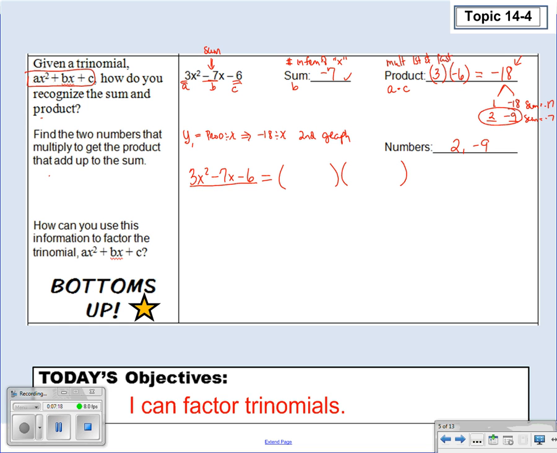The way we're going to multiply is we're going to use this method I like to call bottoms up. Okay, so we're going to take the two numbers that we have and put them in the bottom of a fraction. So these two numbers, they go in the bottom of the fraction. Next, we're going to take our coefficient of x squared, and it will go in the top of the fraction. So our coefficient of the x squared is the 3x, or the 3.